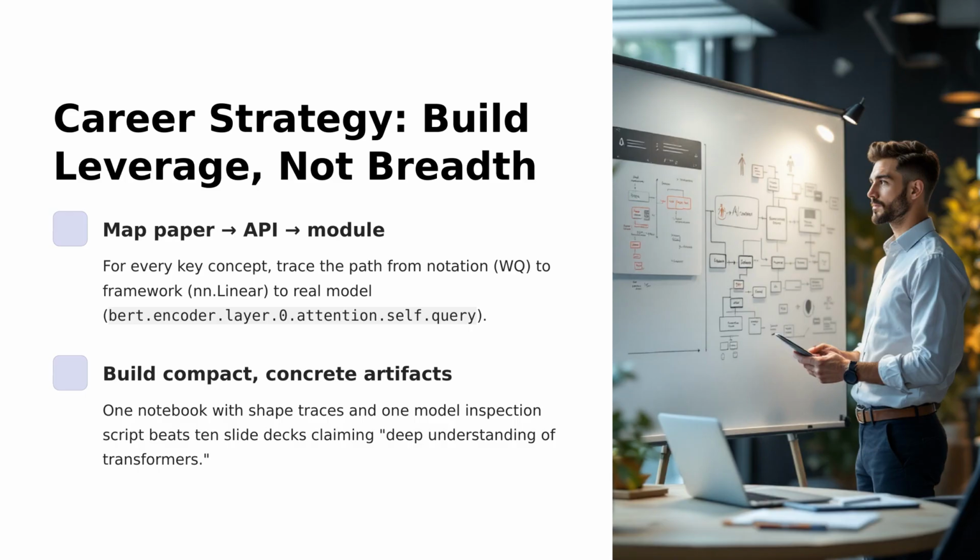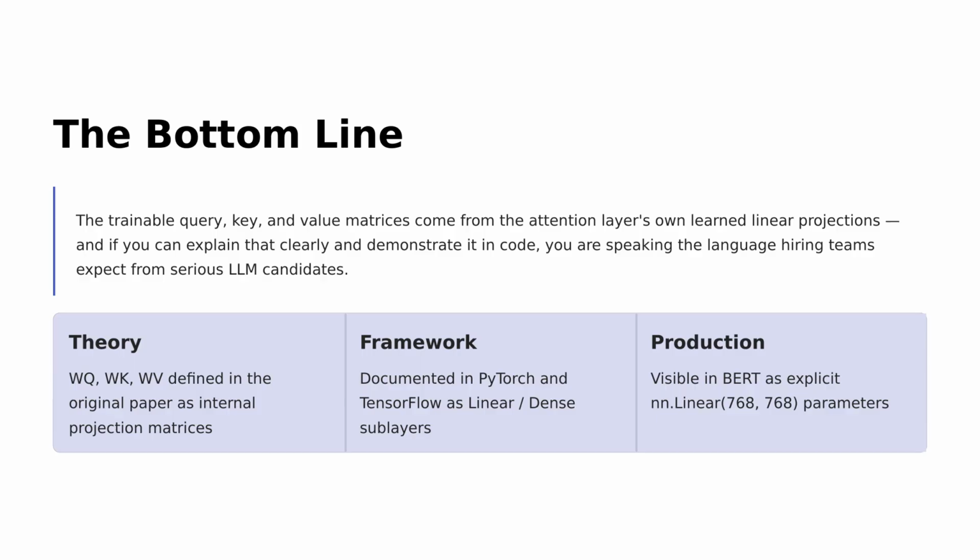A strong career strategy is to build leverage, not just breadth. For each key idea, map it all the way through, from the paper's notation, like WQ, to the API, like nn.Linear, to the actual model component, like BERT's attention self query. Then, turn that understanding into compact, concrete artifacts. One notebook with shape traces and 1 inspection script is far more convincing than 10 slides that just claim you understand transformers.